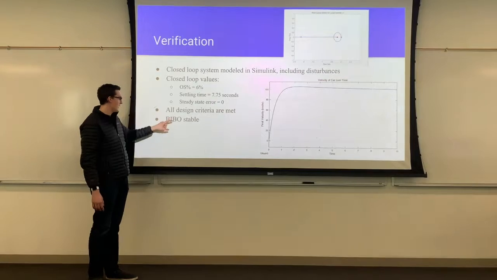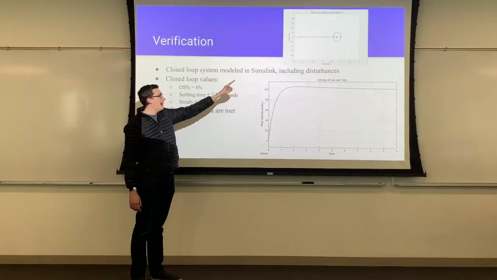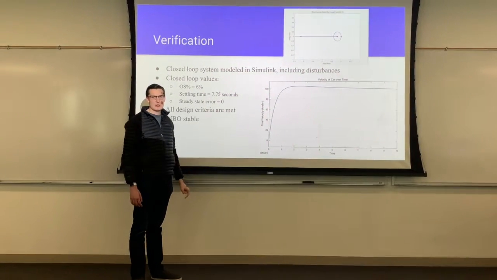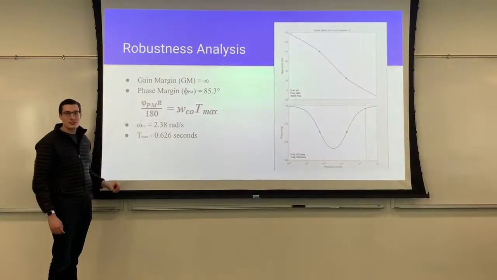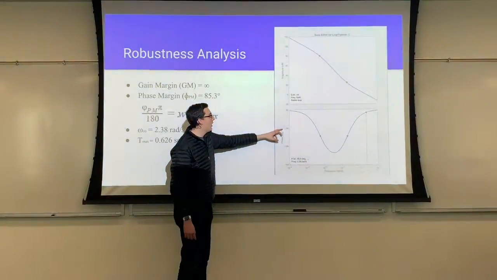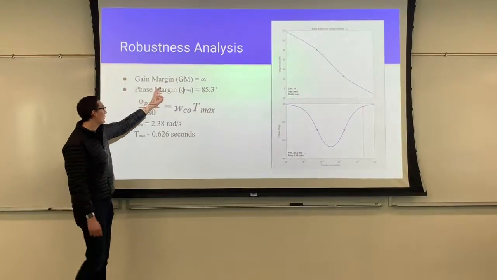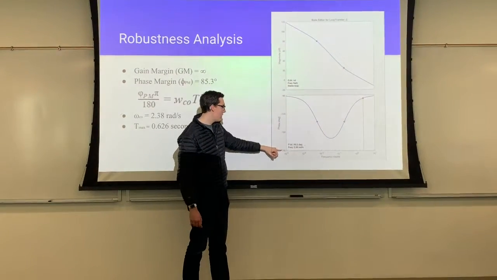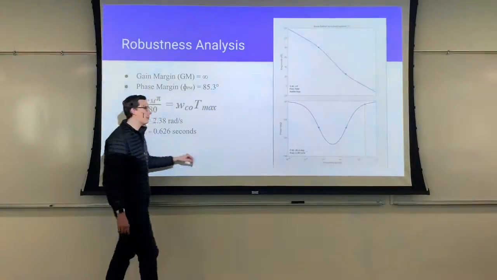Additionally, our system is BIBO stable. Up there you can see the root locus of our system. All of the poles stay in the left half plane as gains go to infinity, so we will stay BIBO stable for all gains. Moving on to the robustness analysis, we've got our Bode plots for our closed loop system here. Based on the Bode plots, we calculated the gain and phase margin. We found the gain margin to be infinite, since our phase Bode plot never dips below negative 180 degrees, so the gain margin will be infinite.